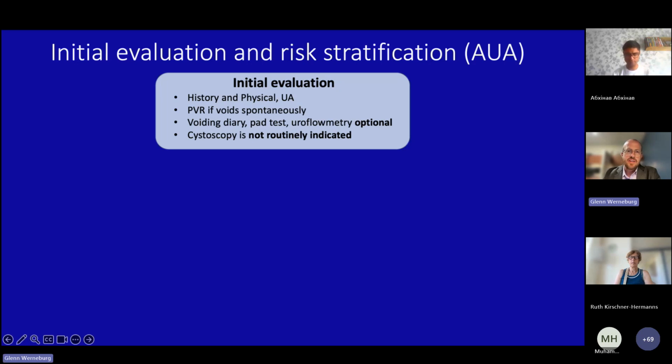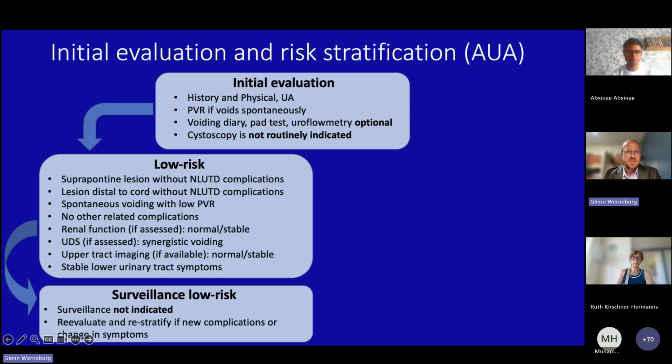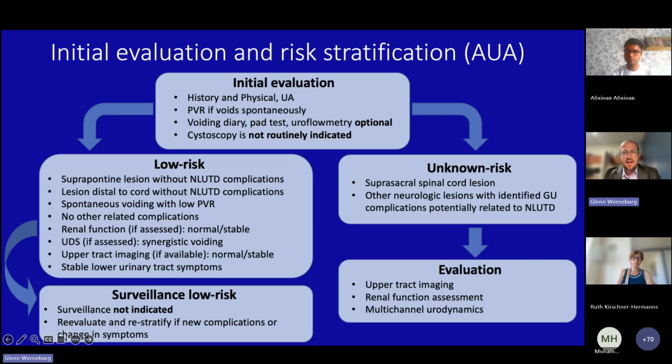Below that, you'll see I have written some additional testing that can be performed on a case-by-case basis, and these would include a voiding diary, a pad test, uroflowmetry, and in only unique cases, cystoscopy. So here, based only on this initial evaluation, you can categorize a patient into a low-risk group or an unknown risk group. And what do we mean by risk groups?